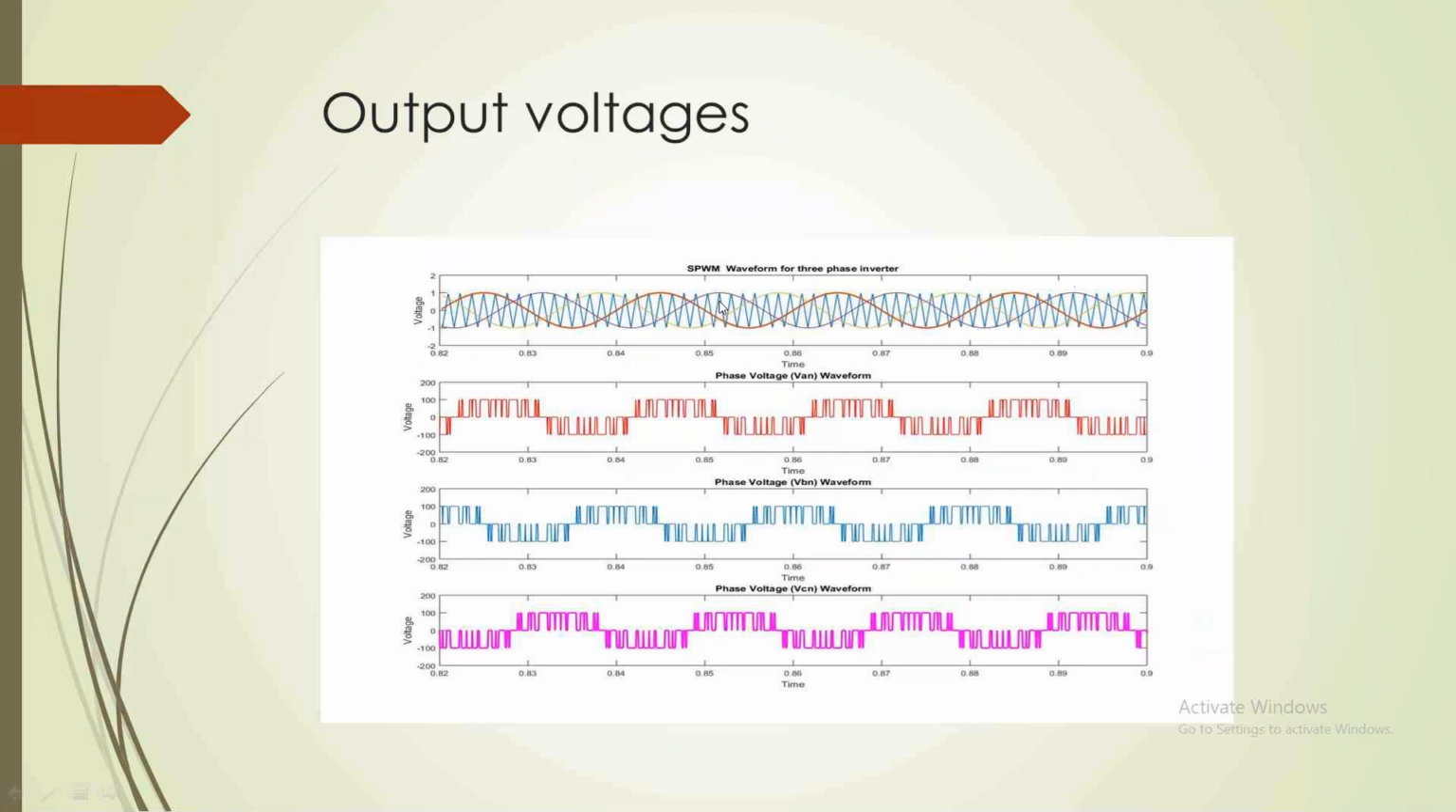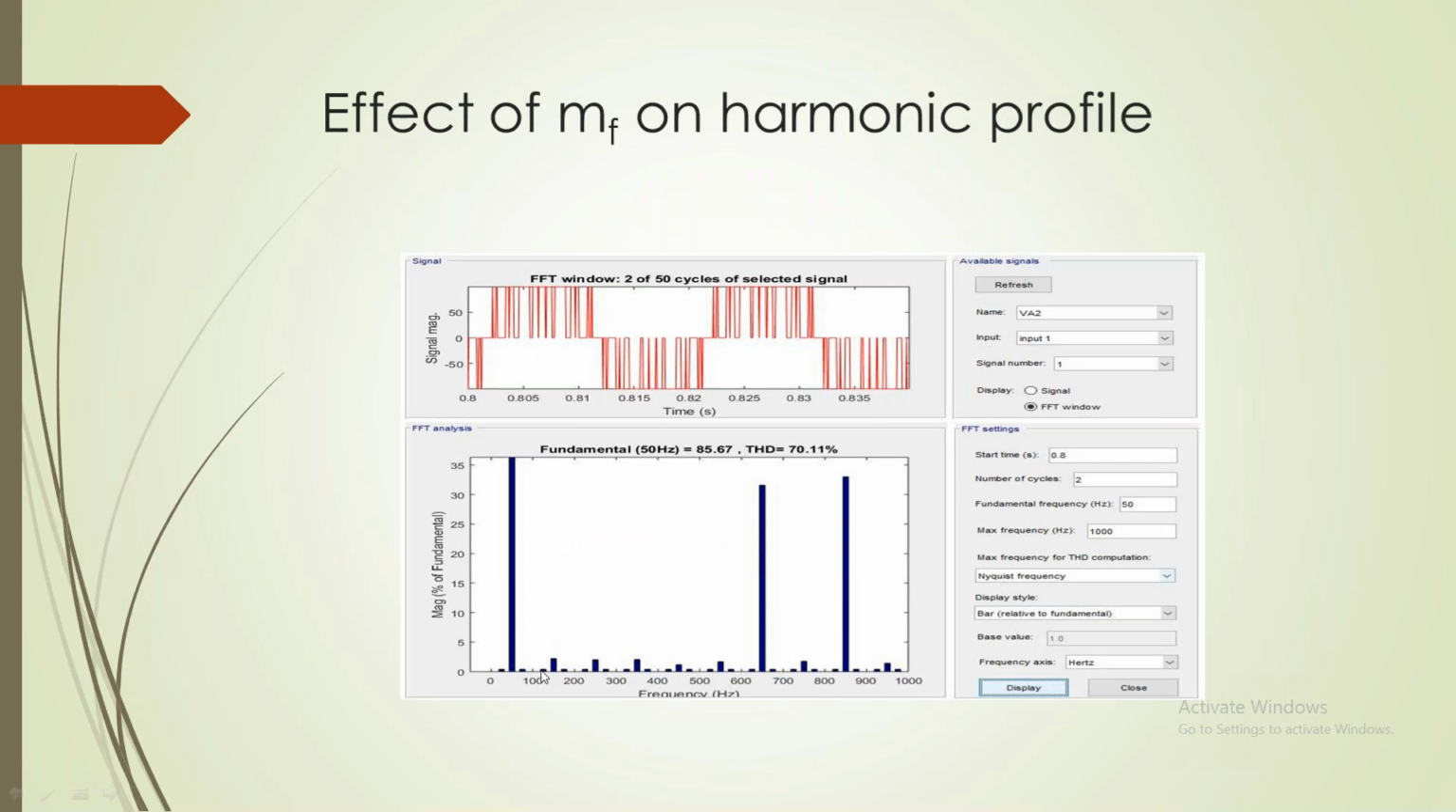This is the output voltage waveform. Now this is what I wanted to discuss. In our case, this MF was taken to be 7. So we have got the harmonics at the side bands of MF. You can see that we have got these harmonics at the side bands of MF, right?